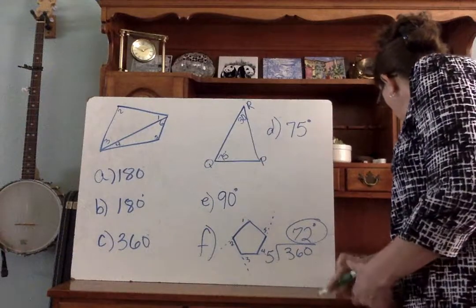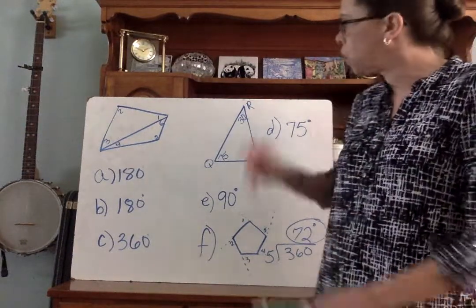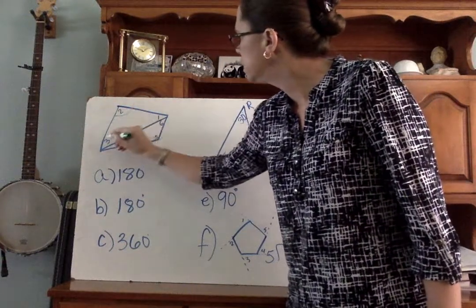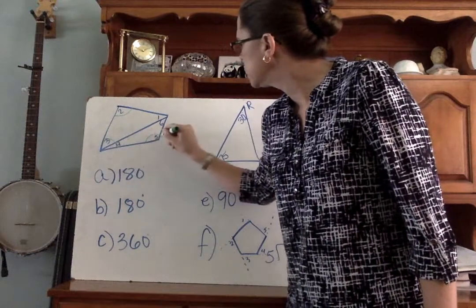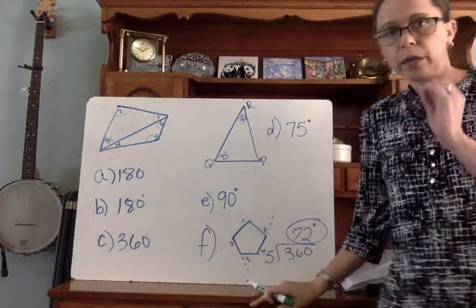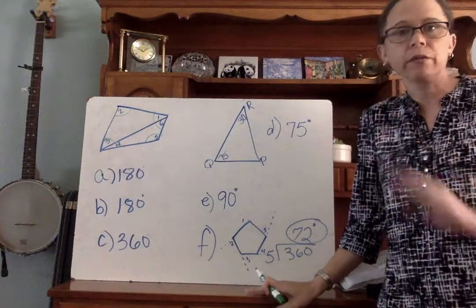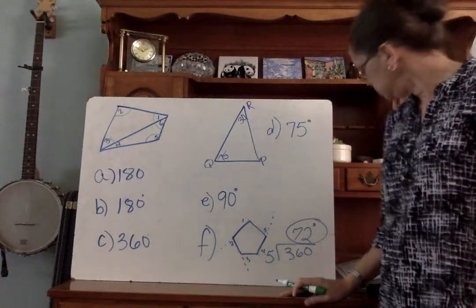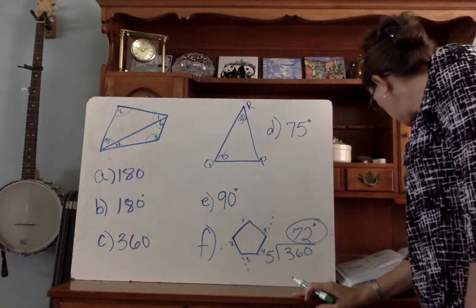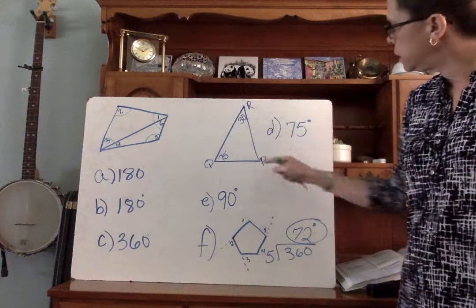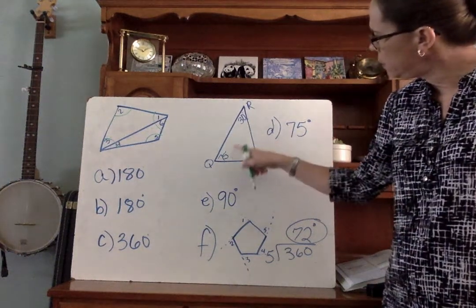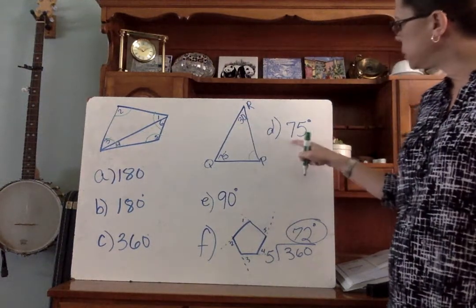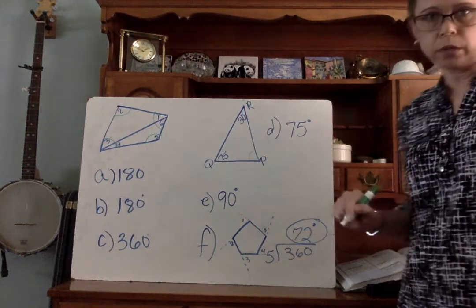C says, what is the sum of the measures of the four interior angles of the quadrilateral? Well, this is the quadrilateral here. Okay, so they're talking about this angle, this angle, this angle, and this angle. They must add up to 360 degrees because the interior angles of a quadrilateral add up to 360 degrees. Letter D is about this triangle here. It says, what is the measure of angle P in this triangle? Okay, well, I said 75 and 30 make 105. 180 minus 105 left me with 75 degrees.